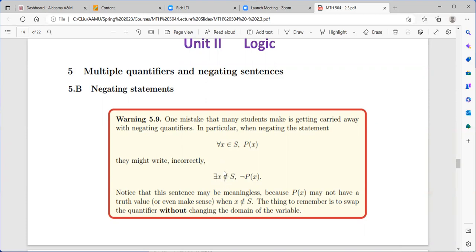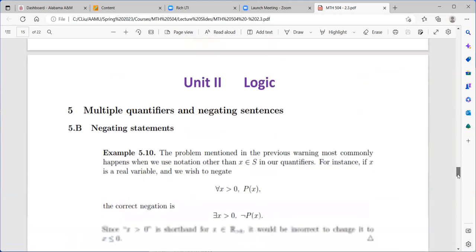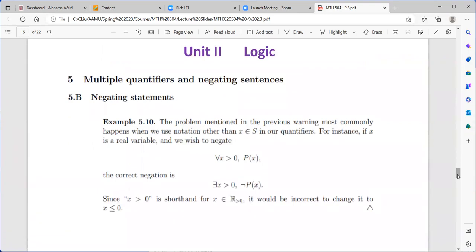That's one thing that has to be cautious. When you change this belonging to S to not belonging to S, then you change the domain of the variable, basically. All right, and the whole statement may not have a truth value, or even doesn't make sense because you are talking about a variable not in the domain, right?